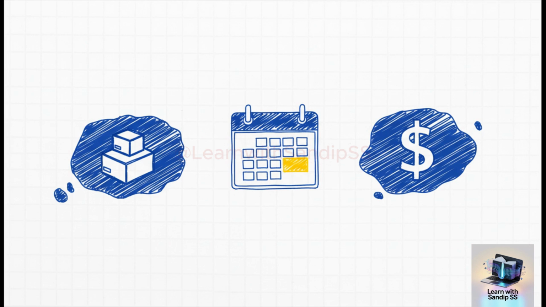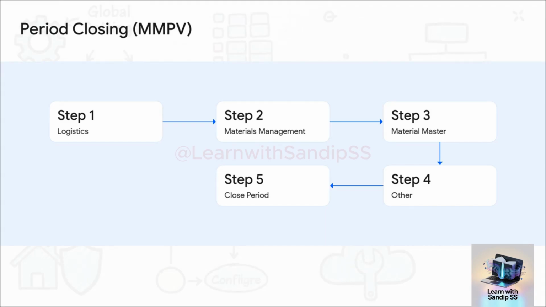Before you can post a single goods movement or create an invoice, you have to tell SAP which accounting period is currently open for business. This step is what syncs up your physical inventory with your financial accounting. Without it, the system just plain won't work. So how do you actually do it?